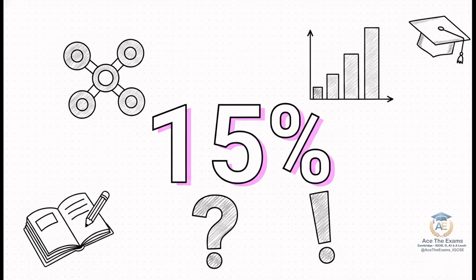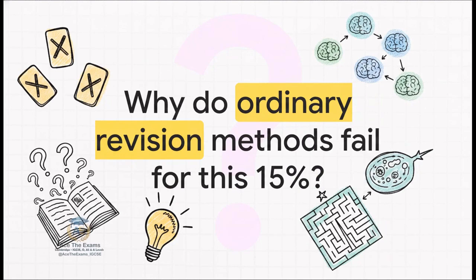I mean, think about that for a second. 15%. That is literally the difference between passing and failing, or bumping that B up to an A. It is an incredibly high-yield topic, but surprisingly, it's also where examiners see the most avoidable point deductions year after year. So, why do ordinary revision methods just totally fail for this 15%? The stakes are incredibly high.